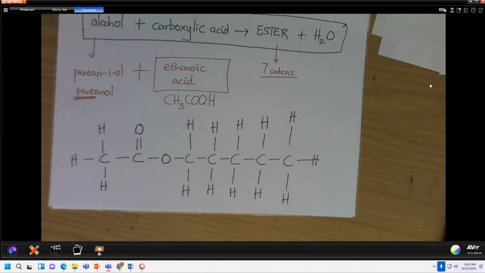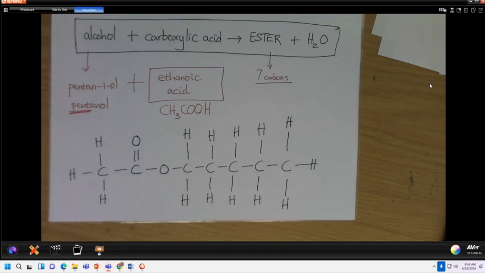All right. The name of this ester will be pentylethanoate. Right? Pentylethanoate plus water. So just another question. It wasn't on the question paper, but just for enrichment and so on. Okay. So there we have it, grade 12s.